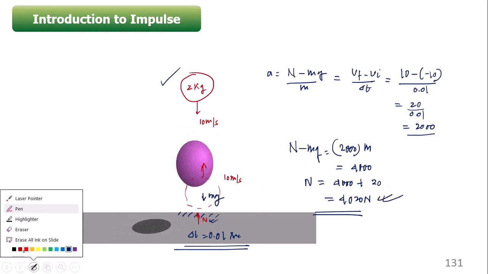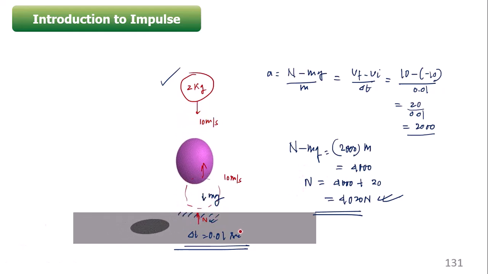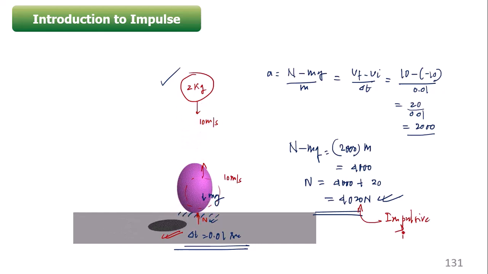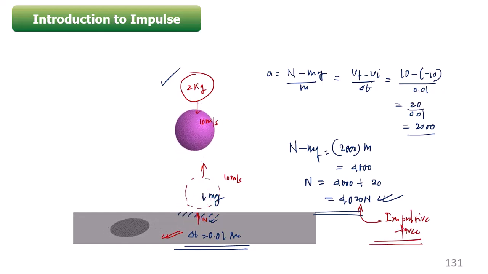But what is the restriction of this force? This force is acting for a very short duration of time. Time is very small, delta t is 0.01 second. So whenever a large force is acting on a particular system or particle for a very short duration of time, then this force is known as the impulsive force. Whenever it comes into the picture, I can say clearly there is a very large amount of force, but this force is acting for a very short duration of time, and that's why it's called the impulsive force.